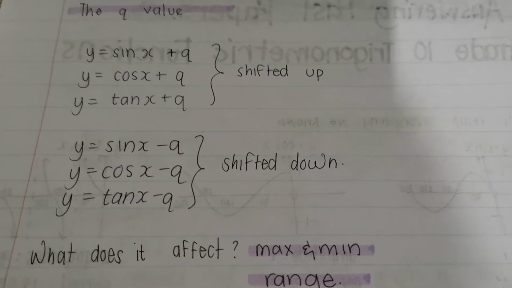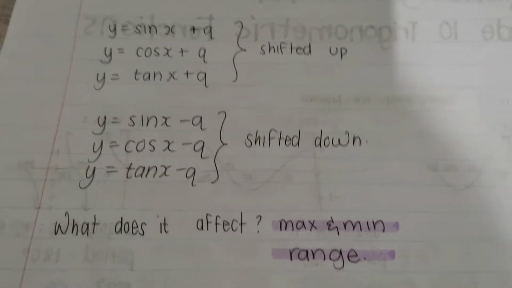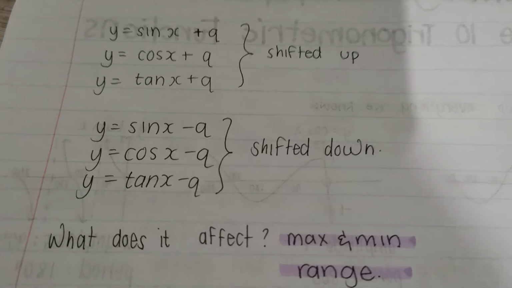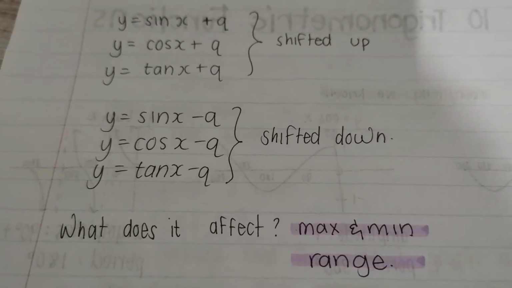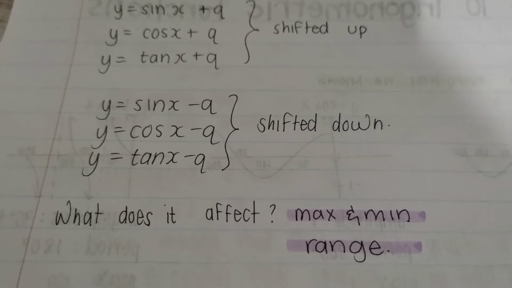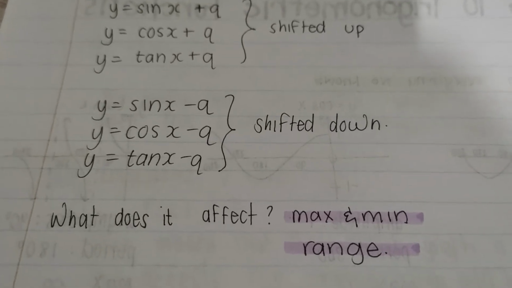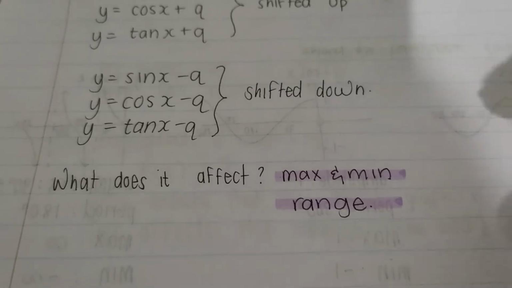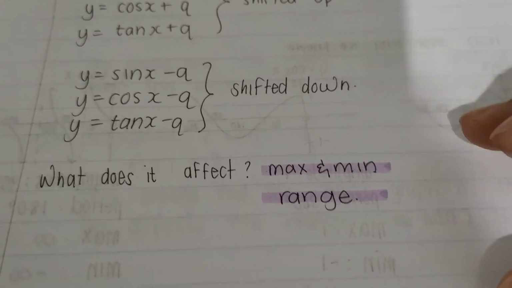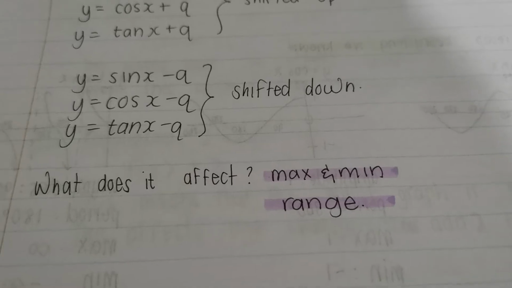Okay, let's talk about the Q value. What the Q value does to the graph is it basically shifts the whole graph either up or down. So it doesn't change the amplitude, it changes the maximum and minimum. And because it changes the maximum and minimum, it affects the range. So it's the whole graph as is, just shifted up or shifted down. That's what you need to know.